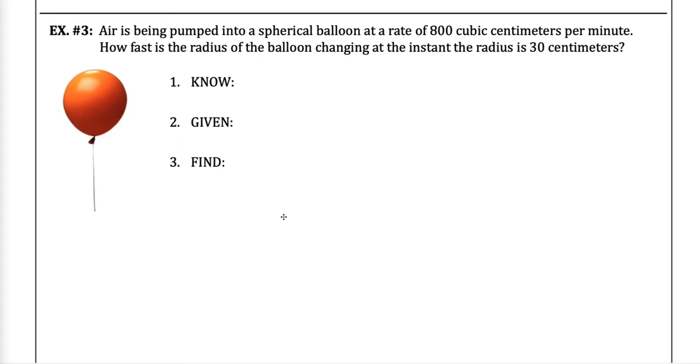Now, obviously, balloons aren't actual spheres. It's just the idea. Because a lot of you can picture a balloon losing air or gaining air. So air is being pumped into a spherical balloon at a rate of 800 cubic centimeters per minute. How fast is the radius of the balloon changing at the instant the radius is 30 centimeters?